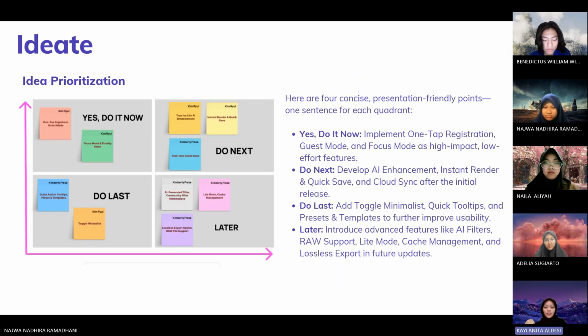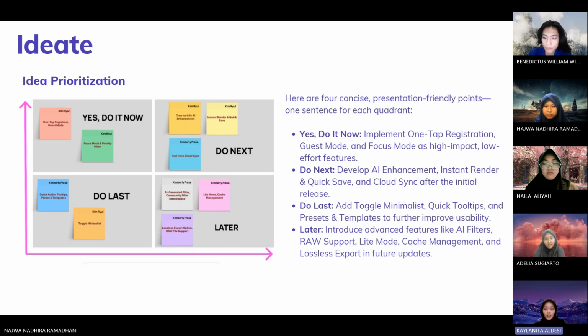Okay, to develop the app effectively, we prioritize features into four quadrants. First, we have Yes, Do It Now. There is one-tap registration, guest mode, and focus mode to reduce initial user churn. Next, we have the Next. There is true to life AI enhancement, instant render, quick save, and real-time collaboration.